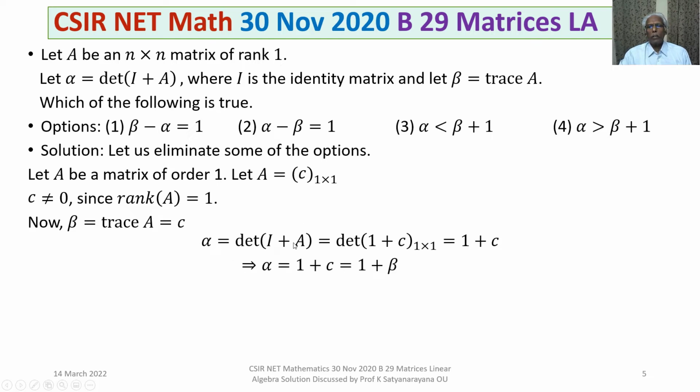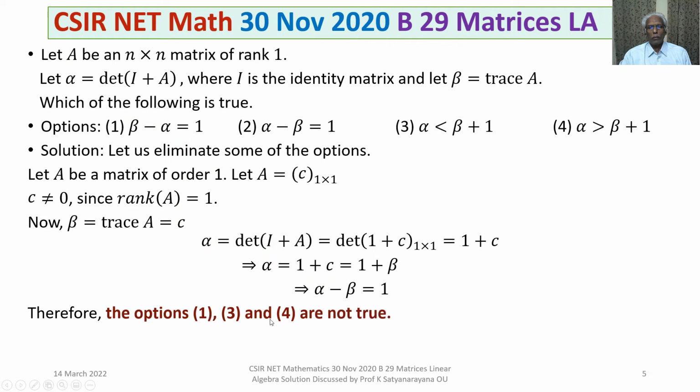So this implies alpha is equal to 1 plus C, where C is equal to trace of A, which is equal to beta. Therefore, alpha is equal to 1 plus C, which is equal to 1 plus beta, and that gives rise to alpha minus beta is equal to 1, which is option 2. And options 1, 3 and 4 are not true. So it appears option 2 is true.